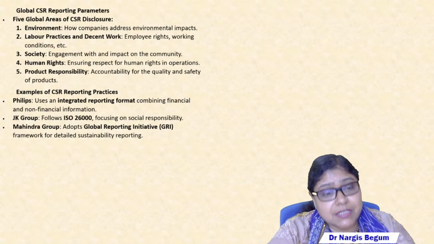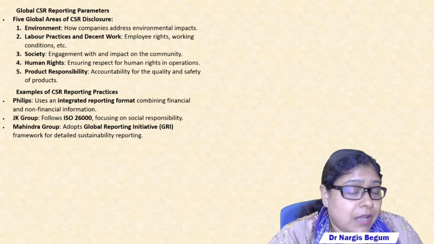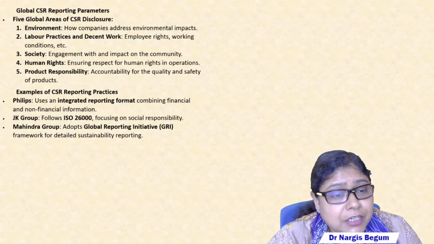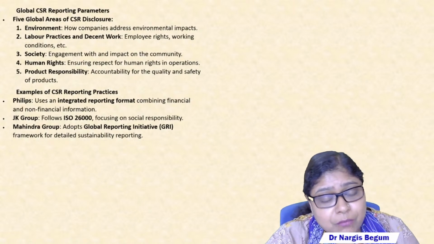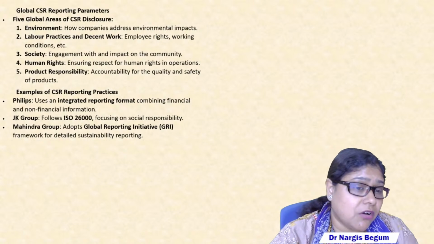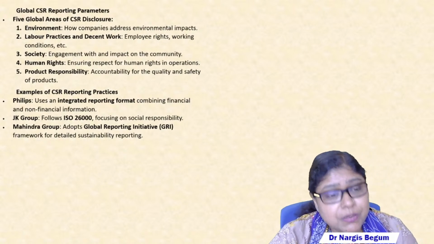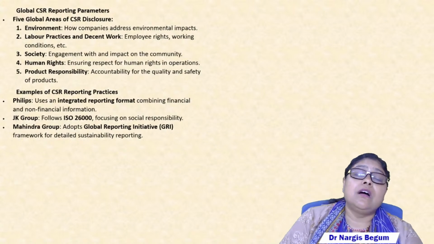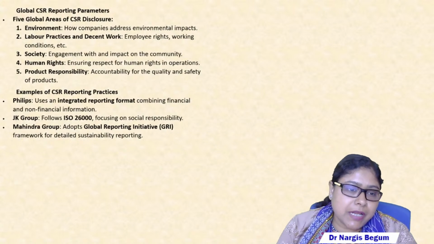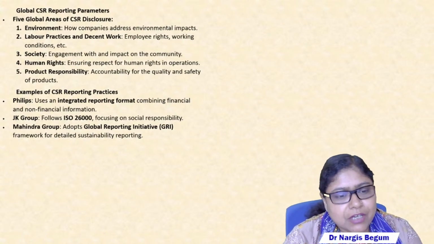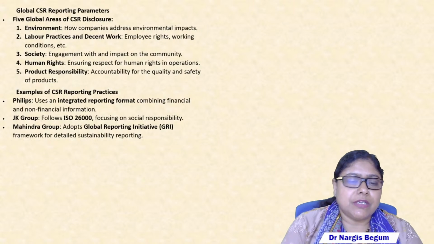So there are different important examples where the CSR reporting practices are being implemented. One is the Philips. It uses an integrated reporting format that is combining both the financial and the non-financial information. JK Group, it follows ISO 26000, that is focusing on the social responsibility. Mahindra Group, it adopts global reporting initiative, that is, it is the framework for the detailed sustainability reporting.